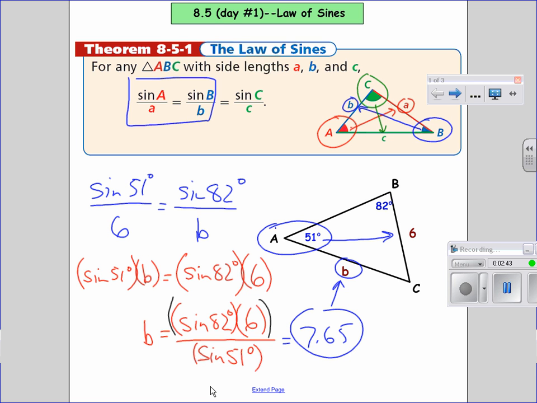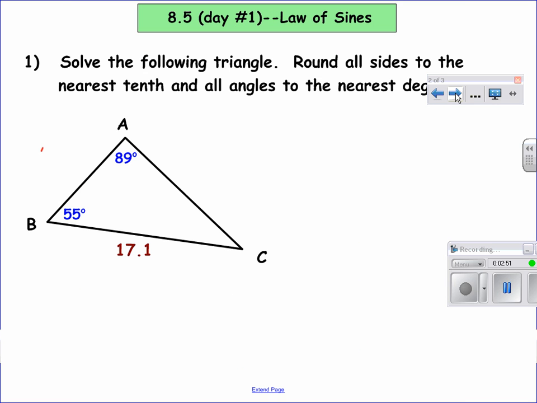Okay? So we're going to find sides and we're going to find angles with this law of sines. That's what you'll be able to do at the end of this. All right, so let's move into one where they ask us to solve the triangle. Solve the triangle. Well, what does that mean? That means find all the angles, find all the sides. So first of all, I got an angle that's going to be easy to get to, right? 180 degrees in a triangle minus the 55 minus the 89 leaves me with 36 degrees over here at C.